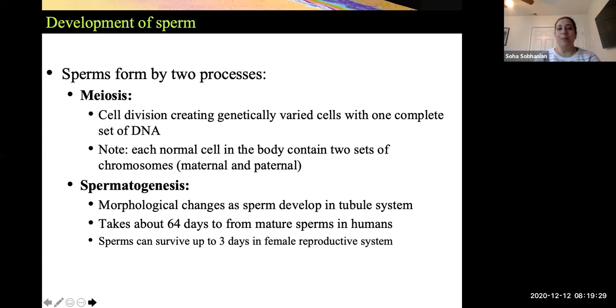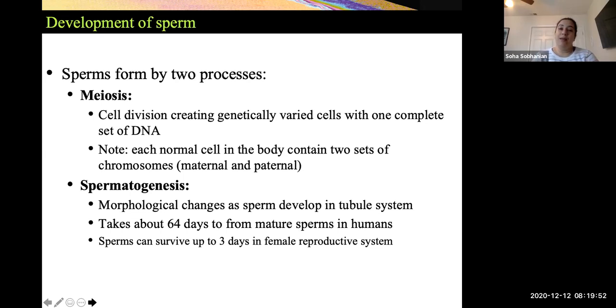Okay. So meiosis is basically, again, cell divisions creating genetically varied cells with one set of DNA, which again makes sense. You only need one set, either from the mom or from the dad. Each normal cell in your body contains 2 sets of the chromosomes, maternal and paternal, which means one set from the mom and one set from the dad.